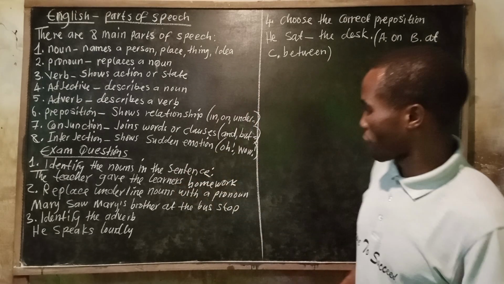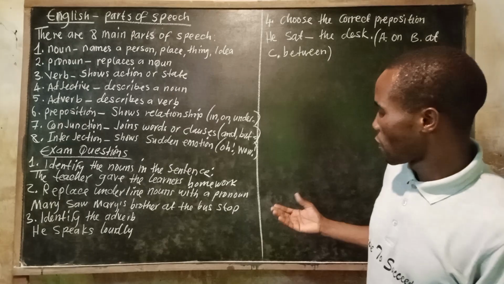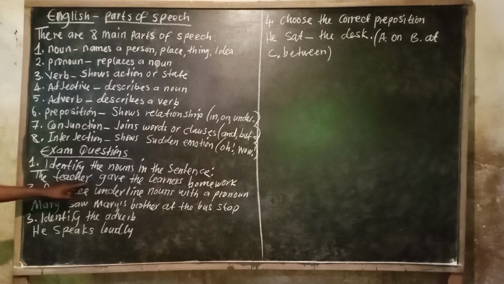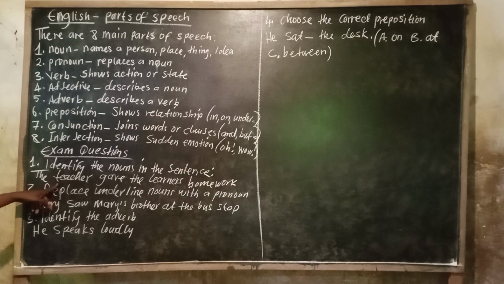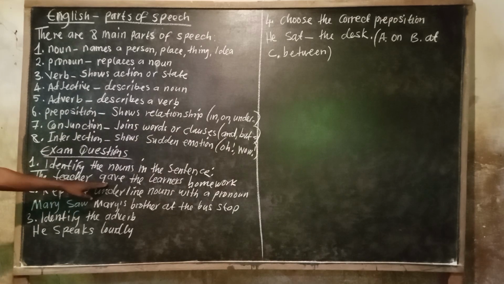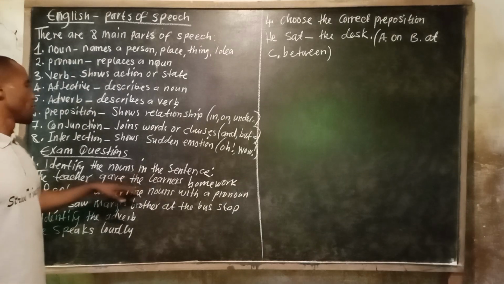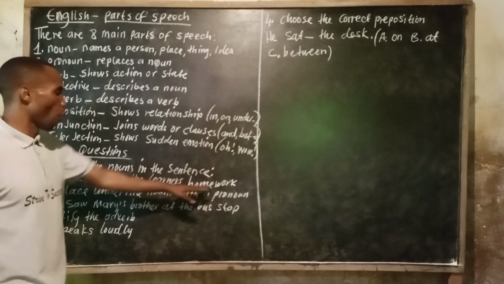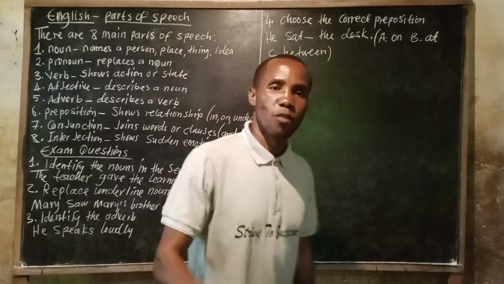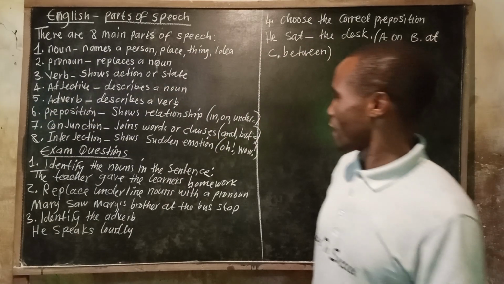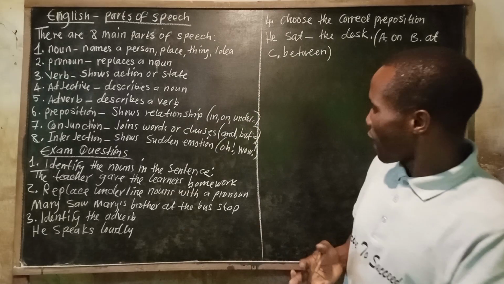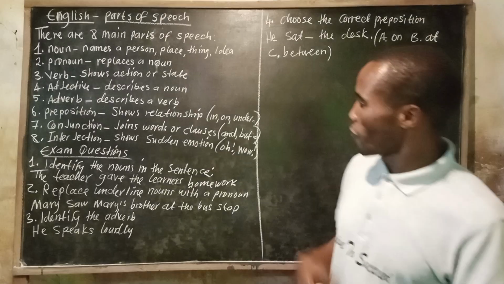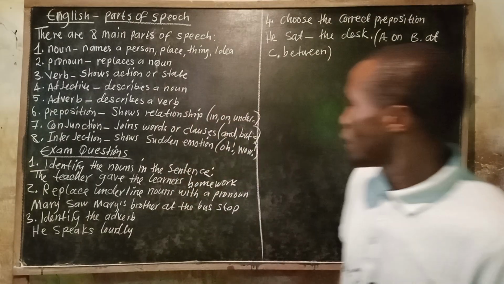Can we identify them? When you look at this, you'll agree with me that teacher is a noun because it's a name. He gave cannot be a noun. The learners is a name, so that is also a noun. Then homework is a noun. So we have three nouns in that sentence: teacher, learners, homework. Then we can go to the next example.